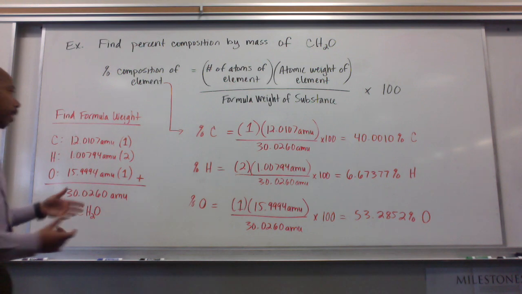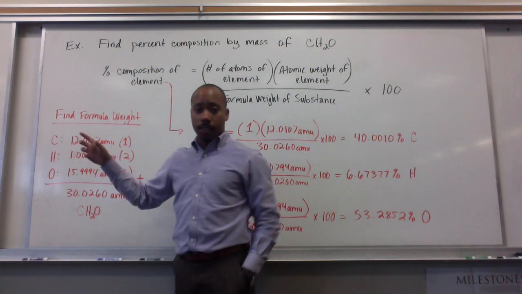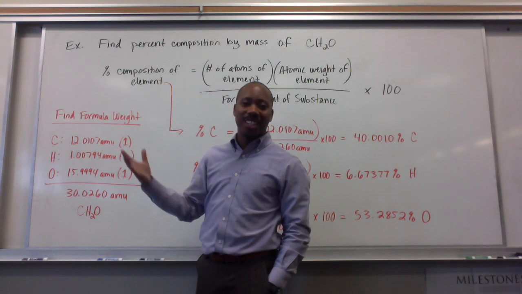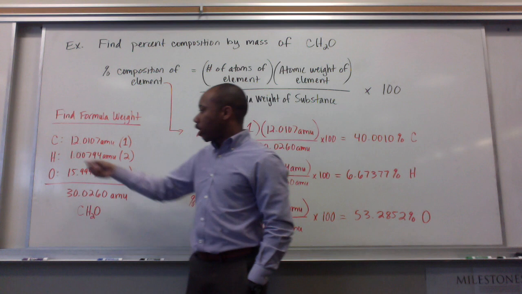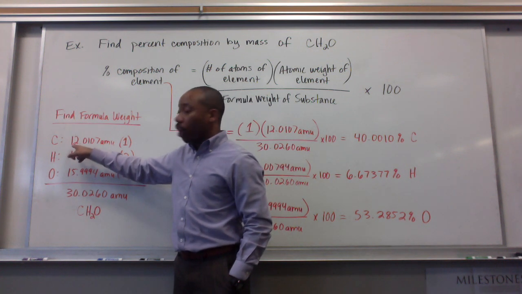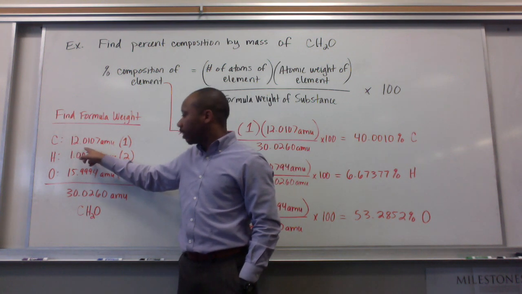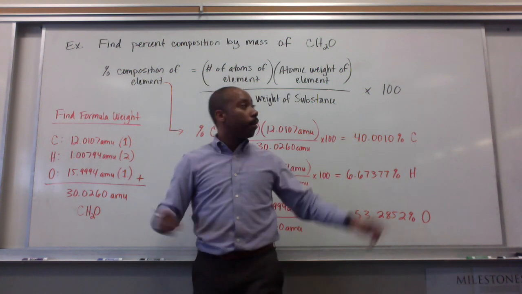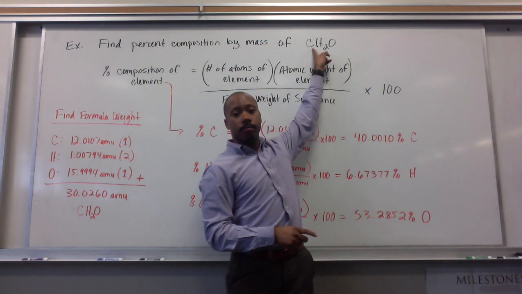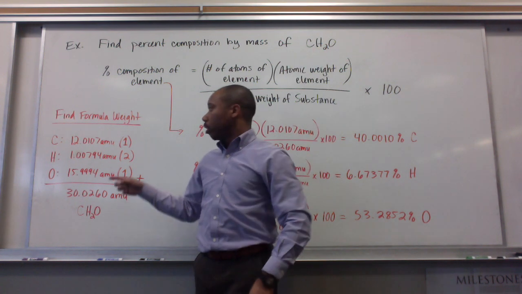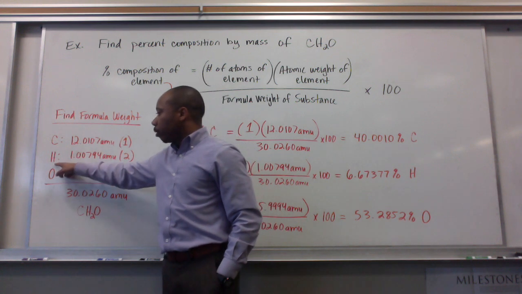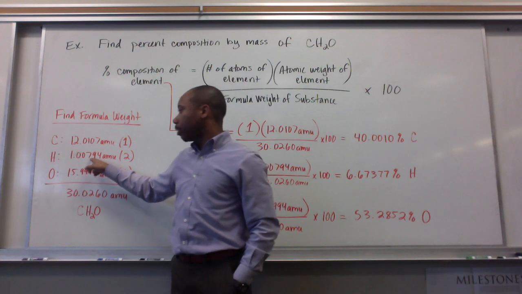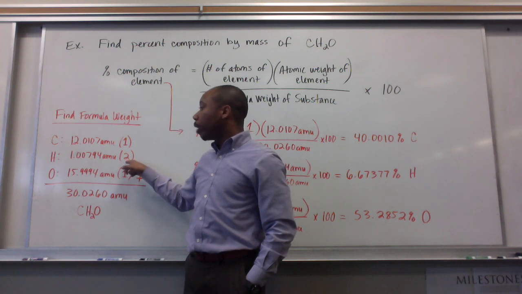I do that by looking at the individual masses from the periodic table. I'm pointing to it now, but you can't see that obviously. So the carbon on the periodic table has an atomic mass of 12.0107 AMU, and I have one atom of carbon per my chemical formula. I add that to information on hydrogen. Hydrogen has a mass of 1.00794 AMUs, and I have 2 atoms of hydrogen.